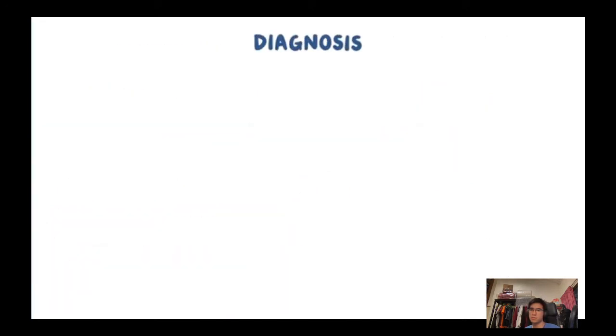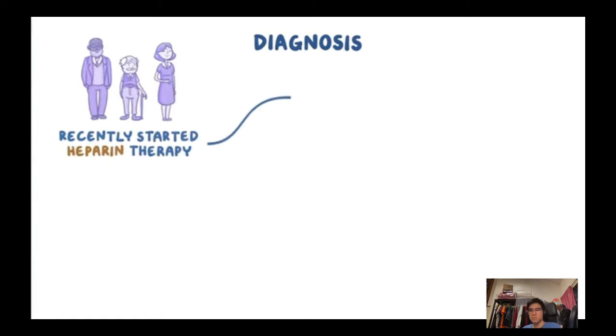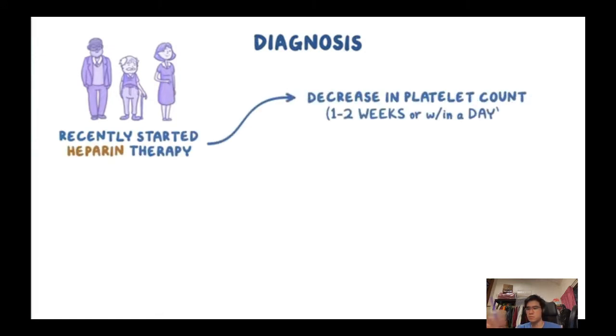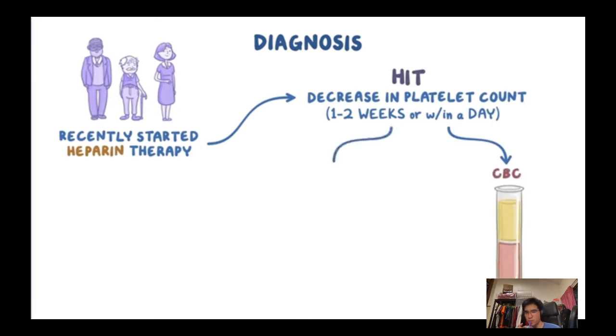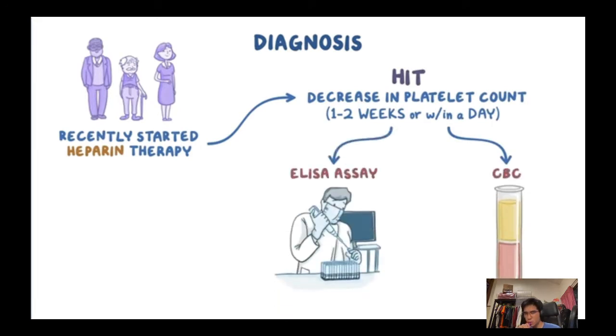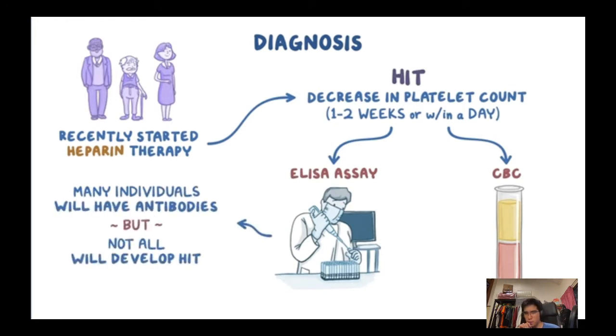Now, the diagnosis of HIT is often made clinically along with the help of some laboratory tests. For example, individuals who recently started heparin therapy and experience a decrease in platelet count either within 1 to 2 weeks or within a day suggests HIT. The level of platelets can be found by using a complete blood count, or CBC. Other diagnostic tests include an ELISA serological assay to detect the IgG antibodies. However, many individuals that have received heparin previously will have these antibodies, but not all of them will develop HIT, so the test is not very specific.